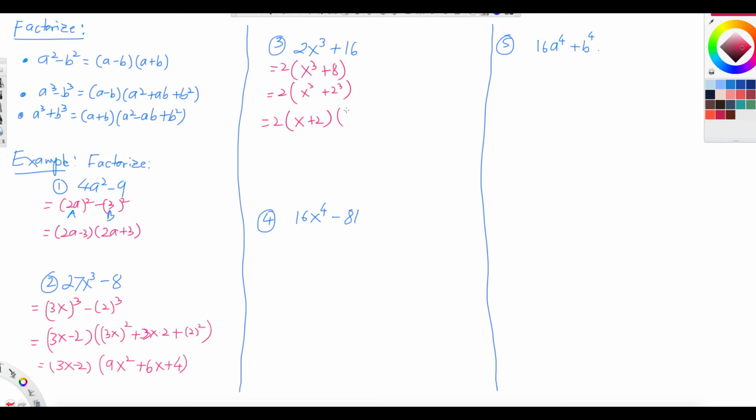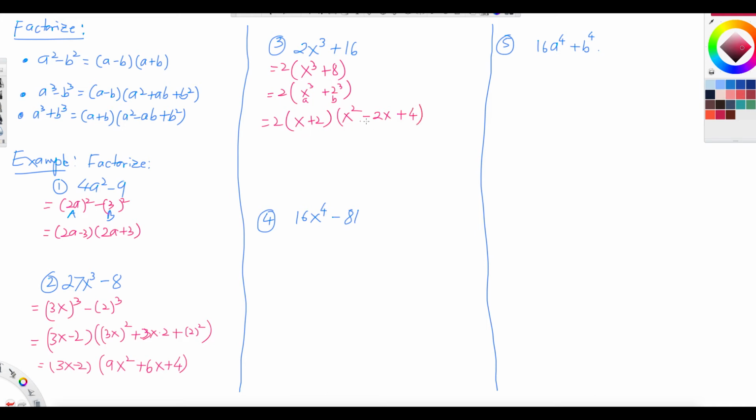So a squared is x squared, right? Because this is like a, and this is like b. So x squared, and then minus a times b, which is 2 times x, right? Because x times 2 or 2 times x is the same thing. Plus b squared, which is 4, since 2 squared is 4. That's the final answer.